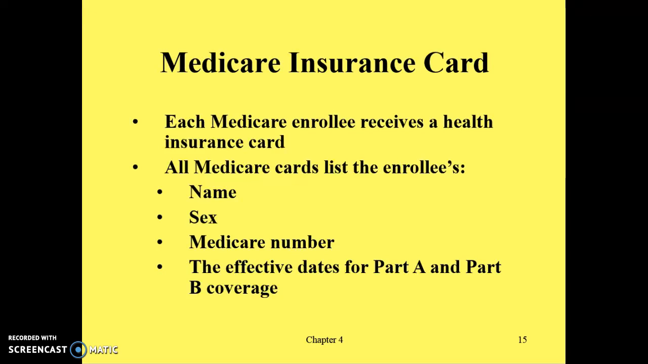So as you're going through and looking at this, you're going to look at some of the things like, how do you know which one pays first? What if they have both Medicare and Medicaid? What if they have some private insurance? How does that all work? So all of those things are going to be covered in the remaining part of this chapter.